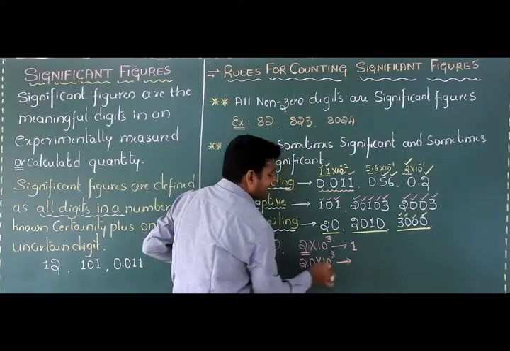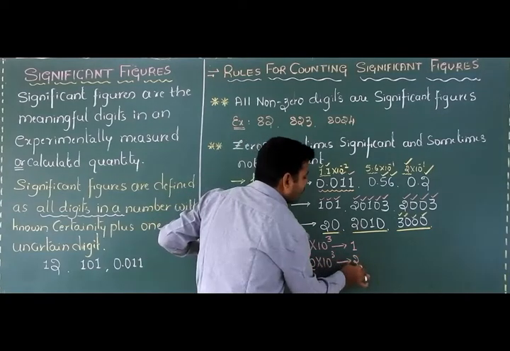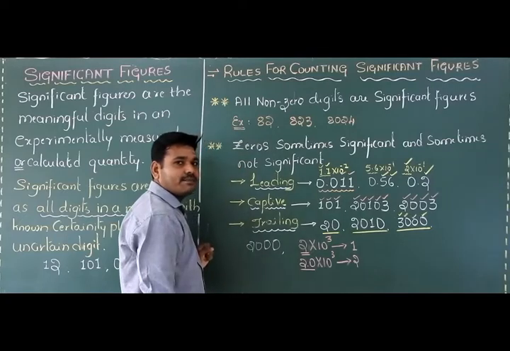Now similarly, if I express the given number in the form 2.0 into 10 to the power of plus 3, in this case how many digits are present? 2 digits. So therefore, two significant figures are present.